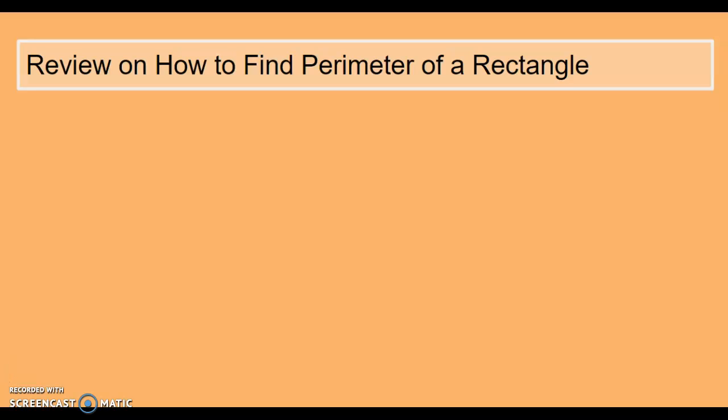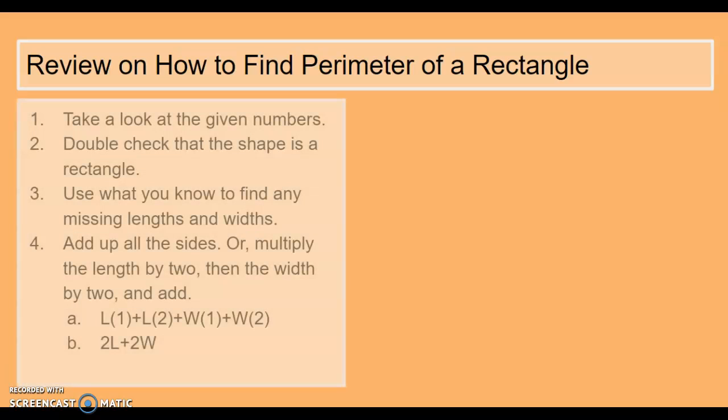So let's review on how to find the perimeter of a rectangle. First, we need to take a look at the given numbers, then double check that the shape is a rectangle. Use what you know to find any missing lengths and widths. And lastly, add up all the sides, or multiply the length by 2, then the width by 2, and add them both together.